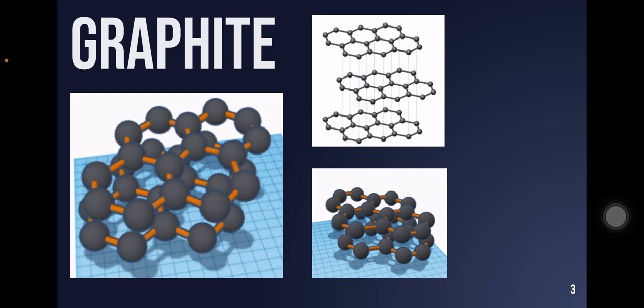So I just wanted to emphasize the fact that graphite is made up of these carbon layers. Carbon atoms are bonded to themselves by covalent bonds, and the layers themselves are held together by weak forces, in this case van der Waals forces. I explained most of this already.